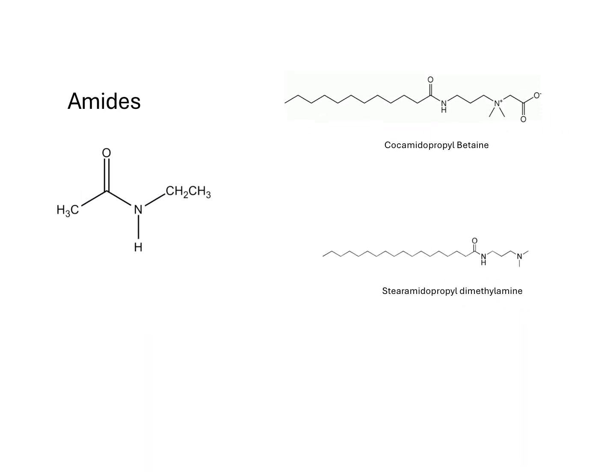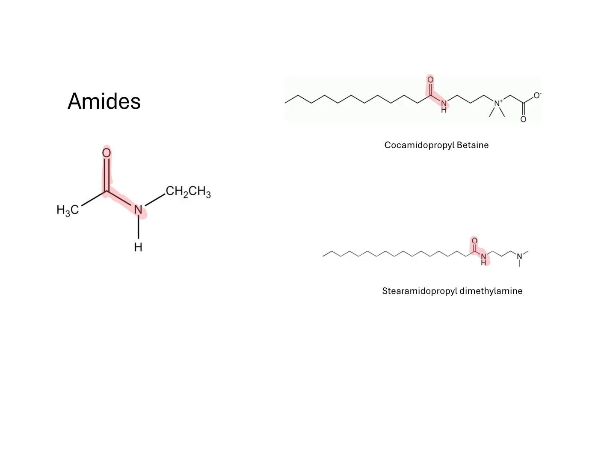Our next functional group are amides. We find amides in a couple places. Amides have a C double bond O right here, and it's directly attached to a nitrogen. So the nitrogen is directly attached to the C double bond O. We see it here and we see it here. And so there's some examples of where you would see an amide.